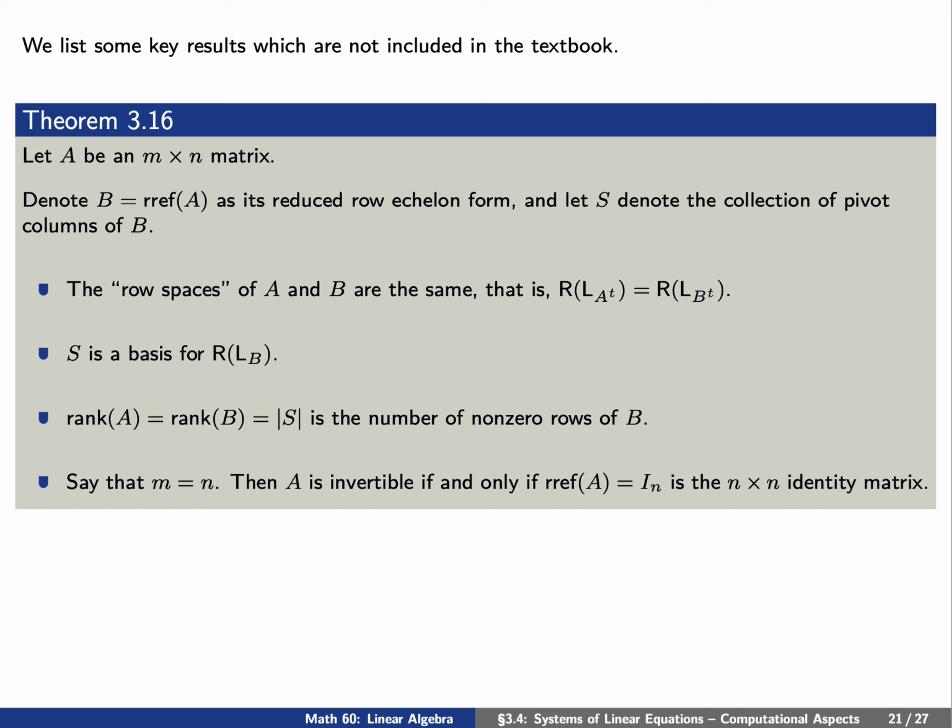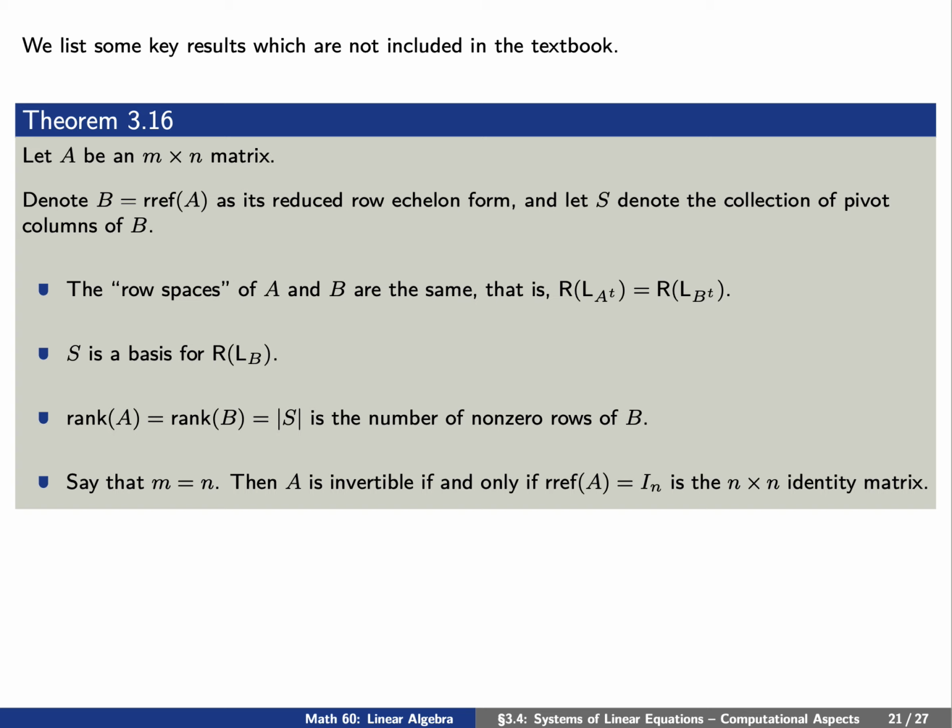First of all, the row spaces of A and B are the same. Second of all, this collection of pivot columns forms a basis for the range of left multiplication by B. Third, the rank of A is the rank of B, it's just the number of elements in S. In other words, it's the same as the number of non-zero rows of B.